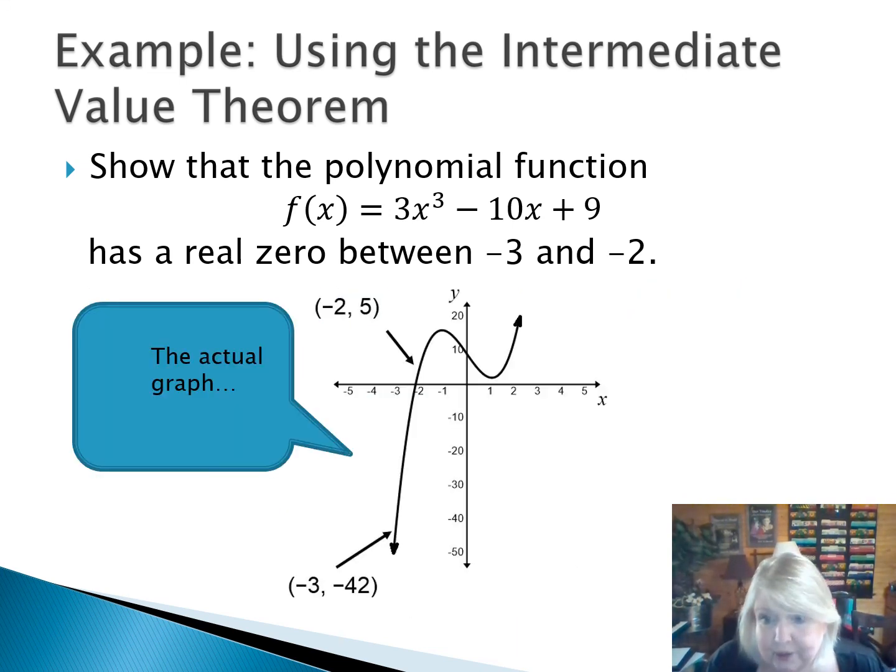And just to show you that we did it correctly, here is the actual graph, and here's the crossing between -2 and -3. So we did the problem correctly, we made the correct assumptions, all just based on the intermediate value theorem.